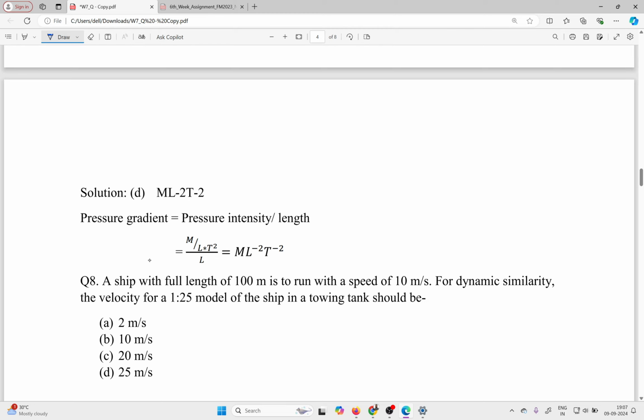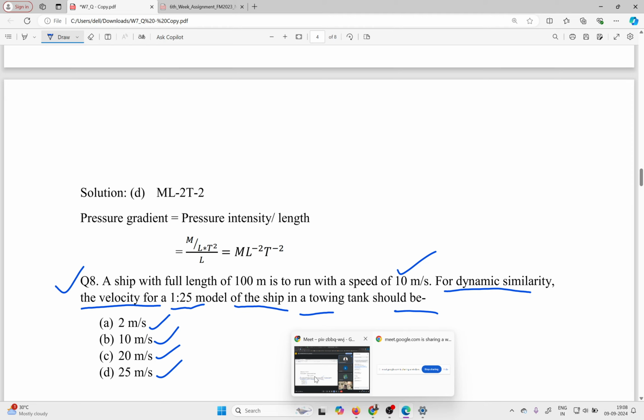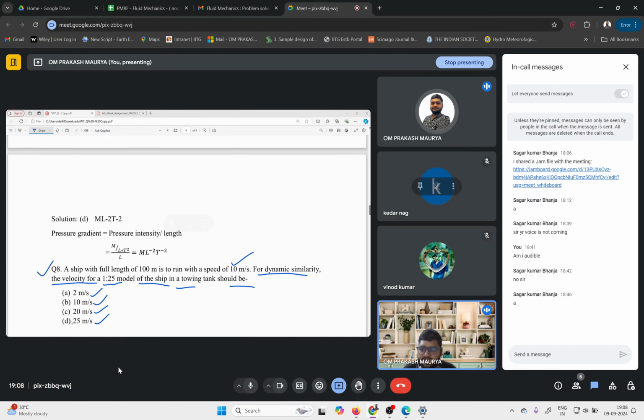Now moving ahead with the next question. A ship with full length of 100 meter is to run with a speed of 10 meter per second. For dynamic similarity, the velocity for a 1 is to 25 model of the ship in the towing tank should be. Four options are given: 2, 10, 20 and 25 meter per second. Please try to calculate the answer of this question. You can write your answer in the chat box.